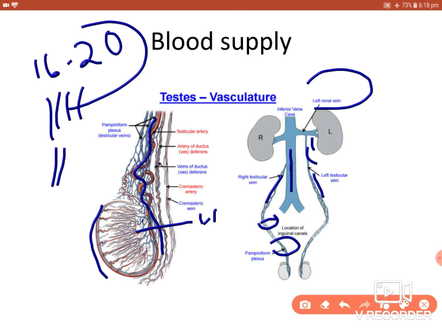So this left testicular vein is larger than the right. Any enlargement, dilatation or tortuosity of the pampiniform plexus forms the varicocele, that is common on the left side because the left is longer.